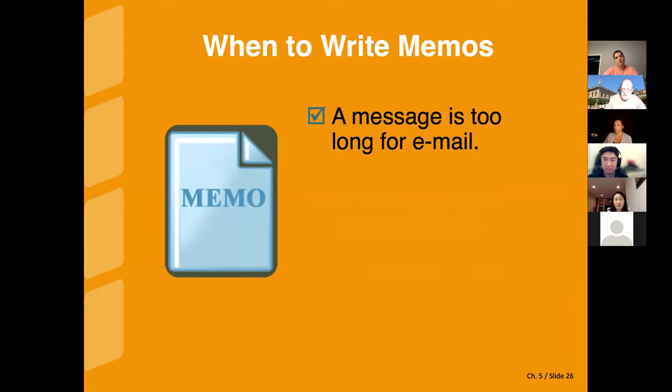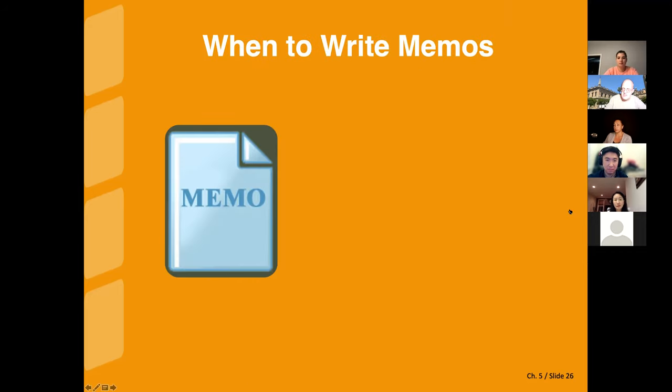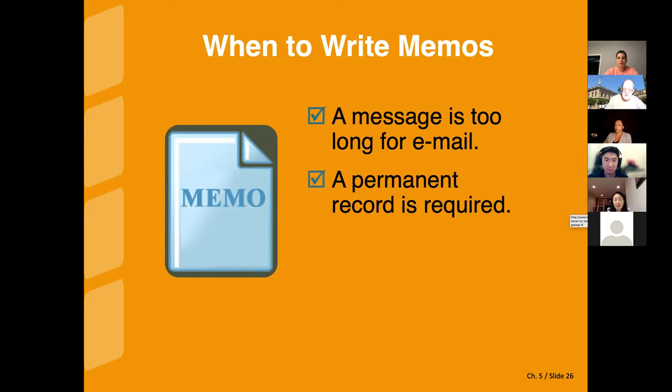We use a memo if the message is maybe too long for an email. An email should ideally be one screen size large, meaning you shouldn't have to scroll a long way to read the entire email, whereas memos can be multiple pages. Or if you need a hard copy record going in a file, a memo does a nice job for that, and it's better than an email. Now, I've also known people in my career who printed off every single work email they ever received and filed them in binders. I thought they were a little nutty, but I don't do that.